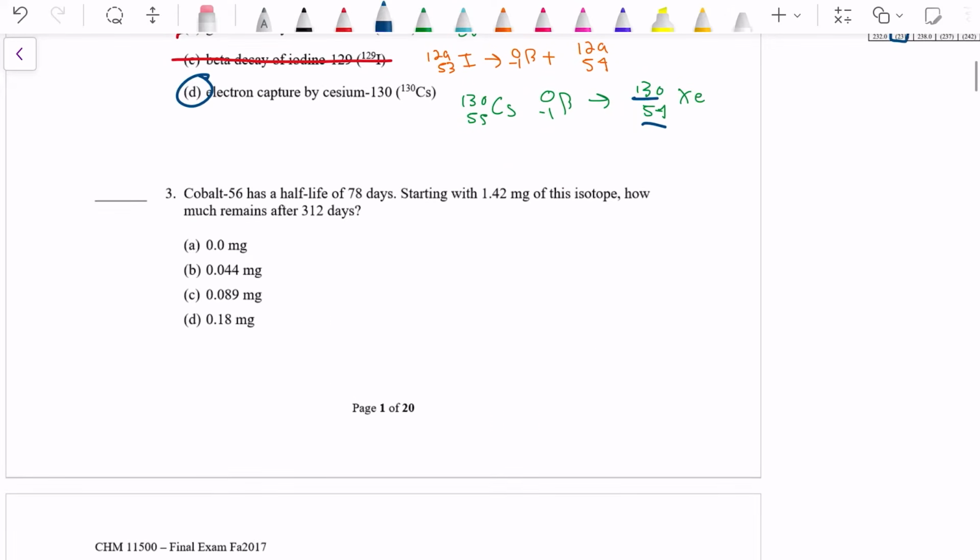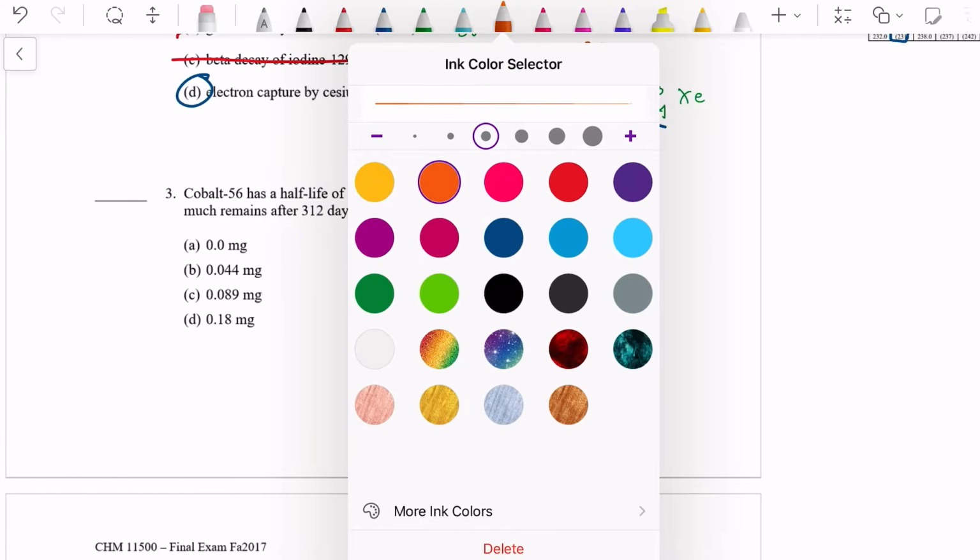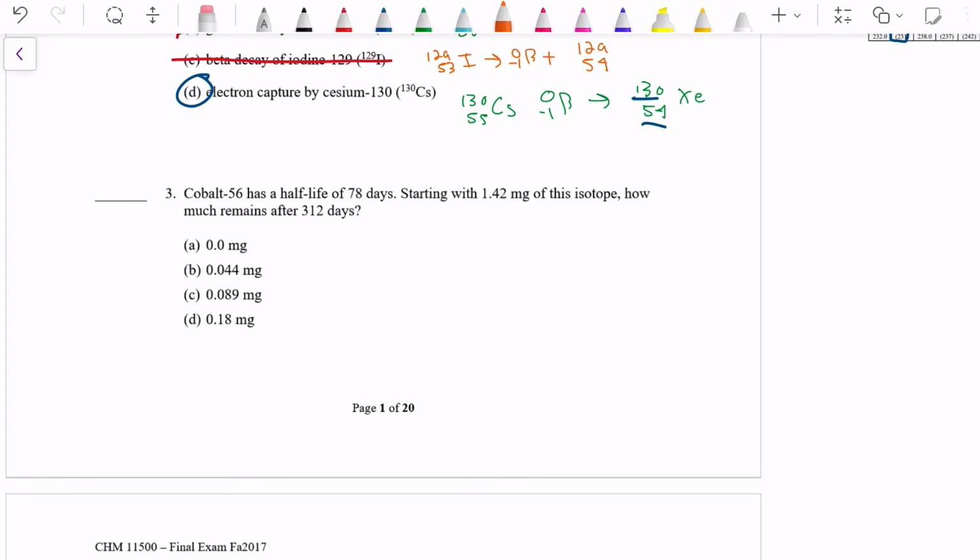3, half-life problem. Let me fix my markers. Okay, half-life problem. Cobalt, mass number 56, has a half-life of 78 days, starting with 1.42 milligrams of this isotope. How much remains after 312 days?